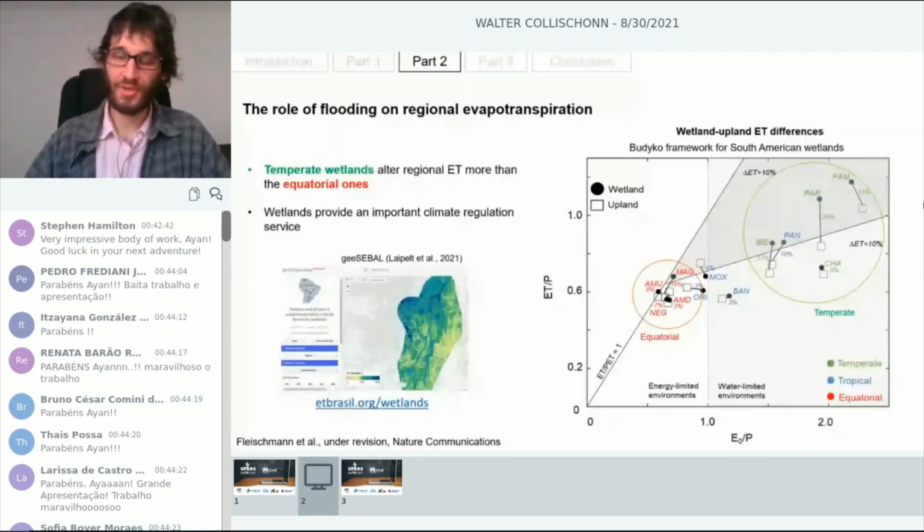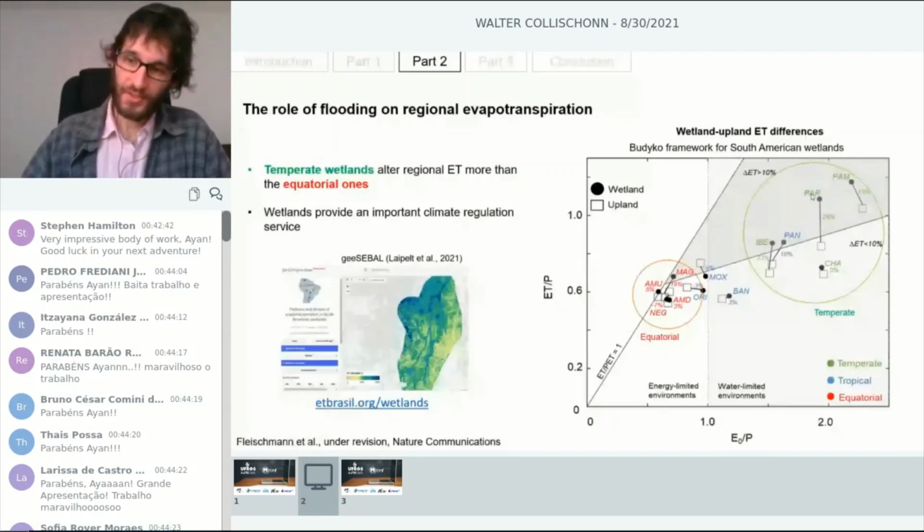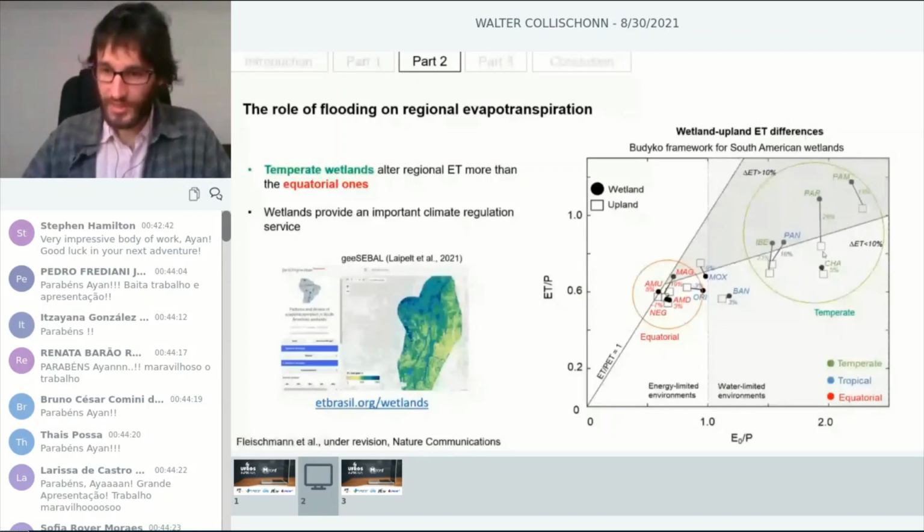So in this figure, you can see, each dot refers to the wetland, and the connected square refers to the adjacent upland. So each pair here is from wetlands. You have the Pampas, the Paraná, the Chaco, the Pantanal, and so on. And the color refers to the climate. So the green colors are the temperate wetlands, while the red colors are the equatorial wetlands.